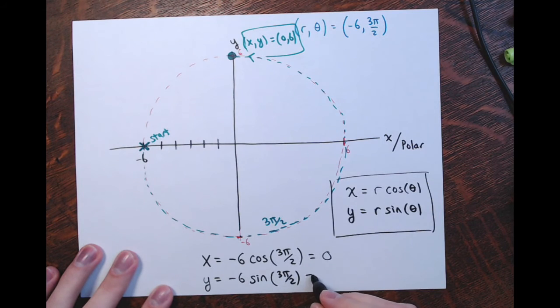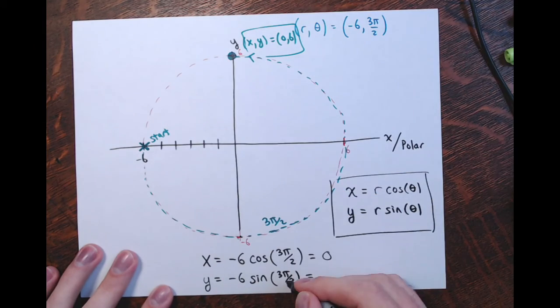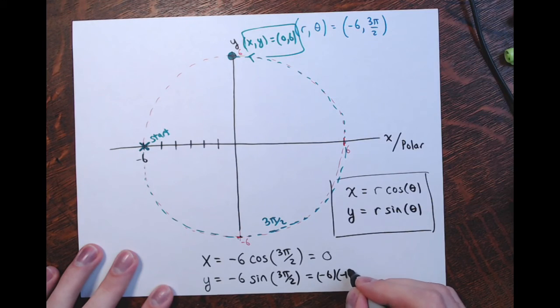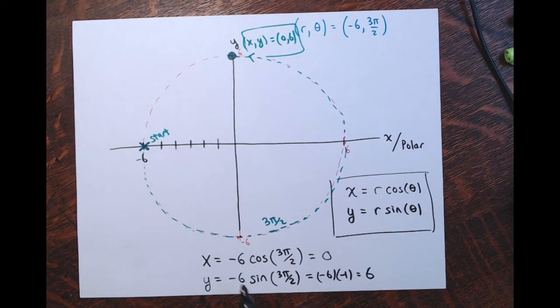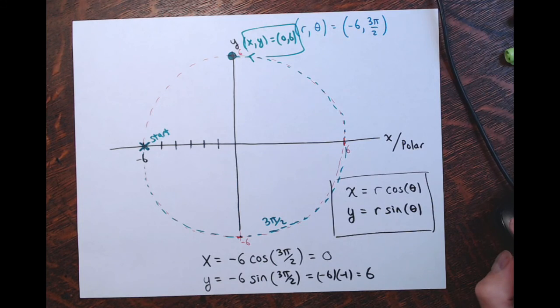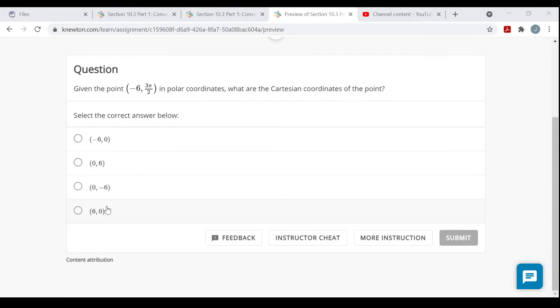Now the sine of 3 pi over 2, the sine of 270 degrees, remember, starting from here, going down here, that'd be negative 1. This is negative 6 times negative 1, which is positive 6. So either way I look at this, the x-coordinate is 0 and the y-coordinate is positive 6. So this point in polar corresponds to this point in rectangular or Cartesian coordinates.